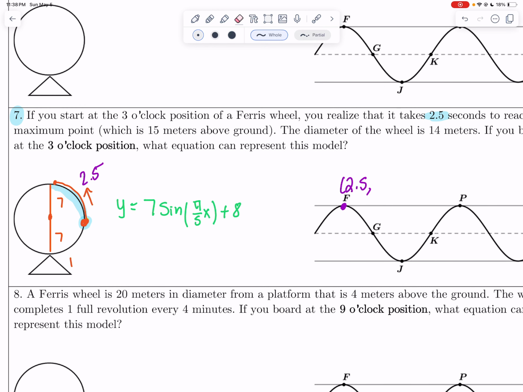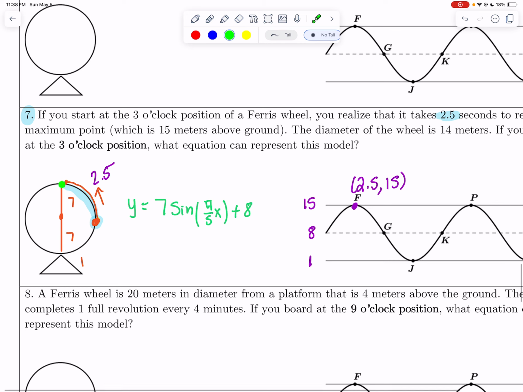So let me go ahead and do that. This is going to be 8, my midline. My maximum is going to be 15, and then my minimum is going to be 1. So that means that after 2.5 seconds, I'm at 15 meters. Then I'm going to fall down. So that's going to give me 2.5 seconds more. That's going to be 5. So after 5 seconds, I'm at 8.